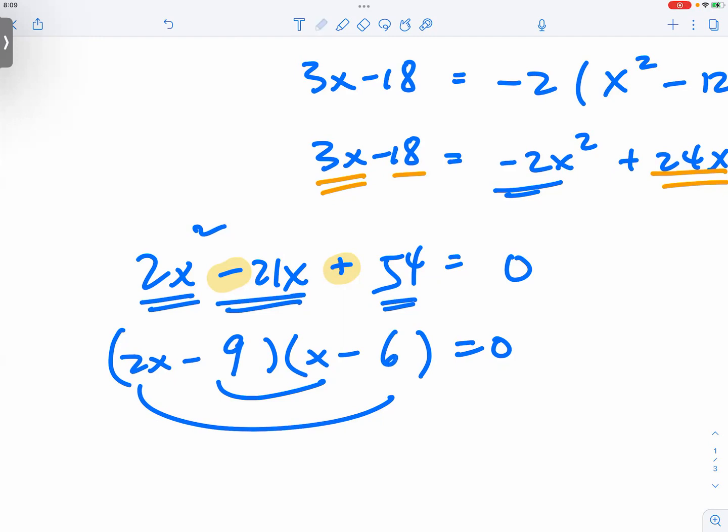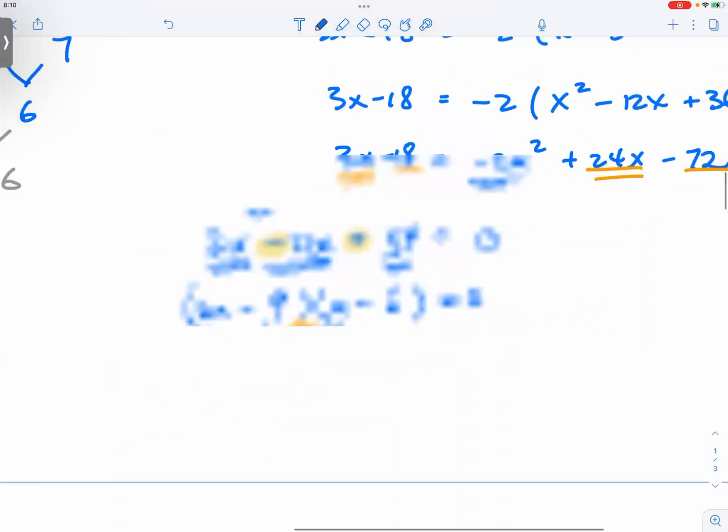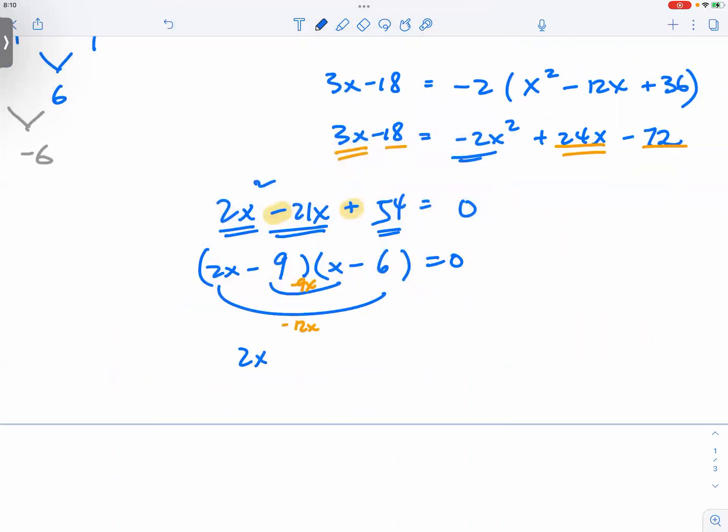Okay, I think this is the case, because you have minus 9x from doing the inside, and then you have minus 12x from doing the outside, and when you combine these two like terms, minus 9x and minus 12x, that's how you get minus 21x. So these are the two factors, and so you say, well, 2x minus 9 is equal to 0, or x minus 6 is equal to 0. So x is equal to 6, and 2x equals 9, so x is equal to 9 over 2.